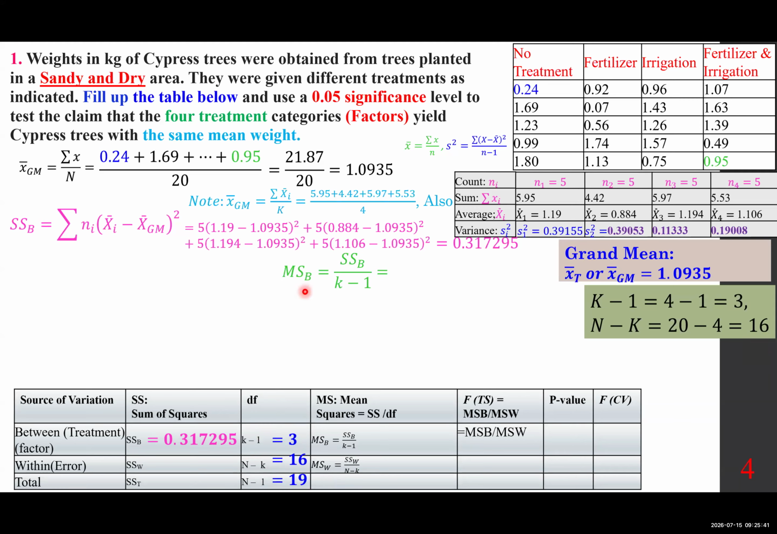Now, MSB, okay, the mean square is what we just found divided by k minus 1. The mean squares, okay, we are going to use this number divided by k minus 1, which is 3. So this divided by 3 goes here. So divide this one by this one, put it here.